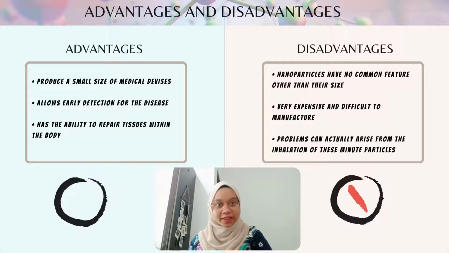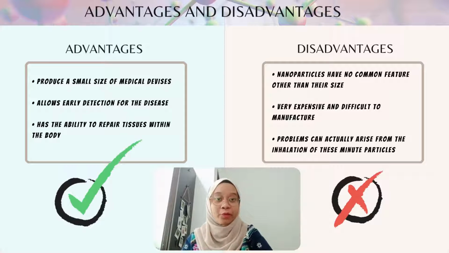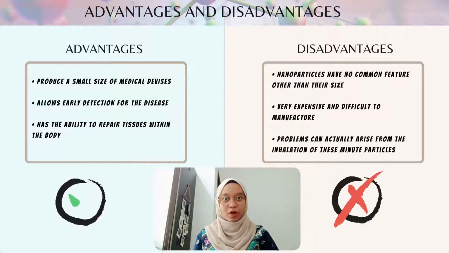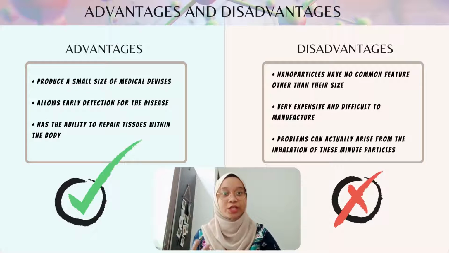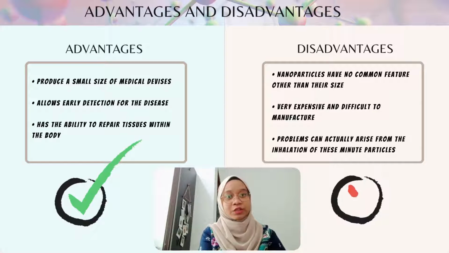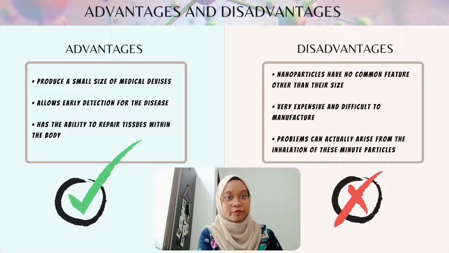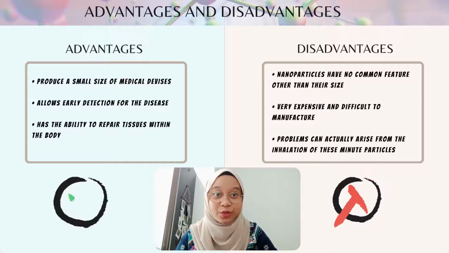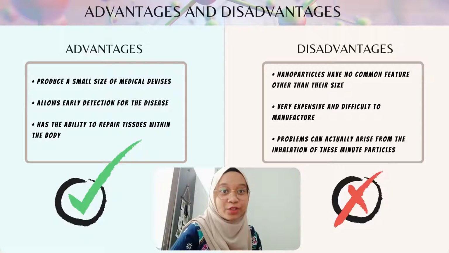Last but not least, advantage number 3, nanofiber, which is an example of nanotechnology in medicine, has the ability to repair tissues within the body. In fact, a great development of tissue engineering is scaffolds, which are used to repair damaged tissue. For neurotissue engineering, the submicron or nanoscale fibers, scaffolds that imitate natural cells, can repair the damage in those sensitive tissues. Okay, next, in this world, everything has its pros and cons.